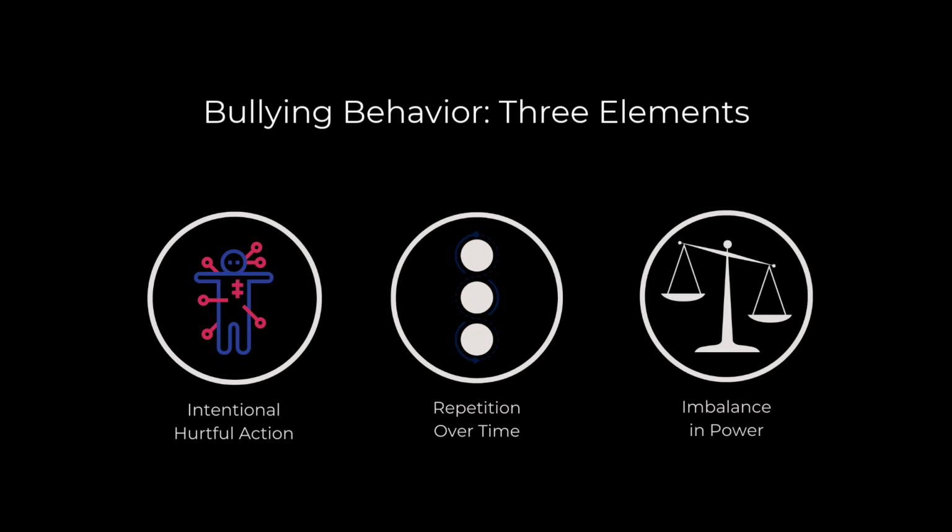It is important to keep these three elements in mind when observing student behavior, and if you are experiencing difficulty with determining if a behavior shows the three elements and should be reported, please reach out to your school's principal to review your observations.